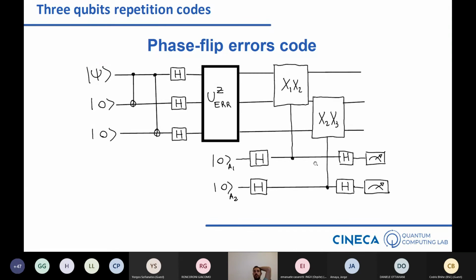No, because you're not measuring your state, you're measuring other qubits that have just some information about the error. Okay then. So this is the phase flip error correcting algorithm.